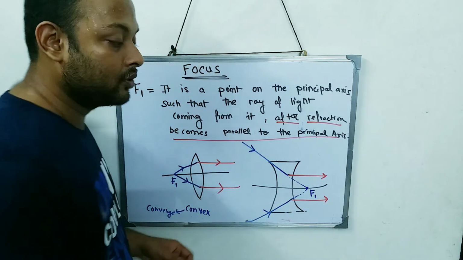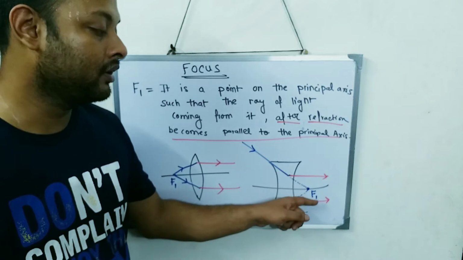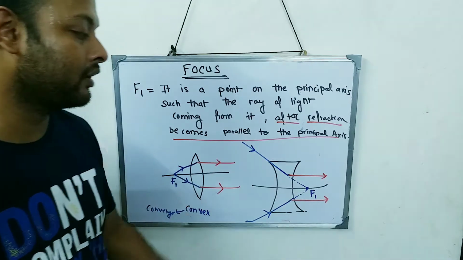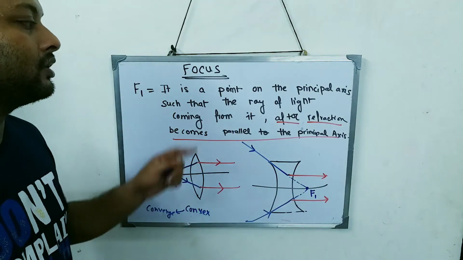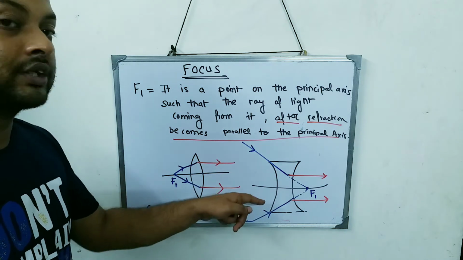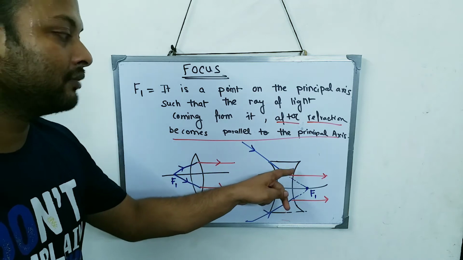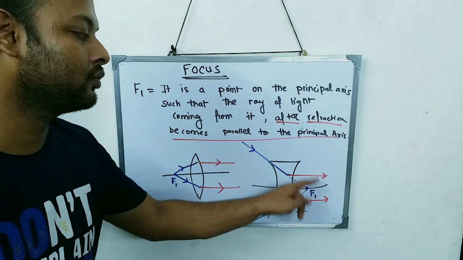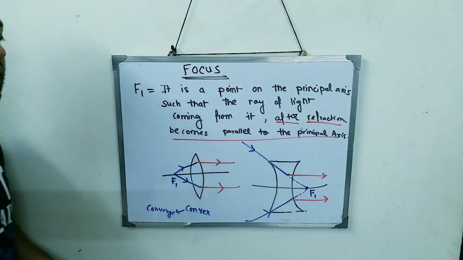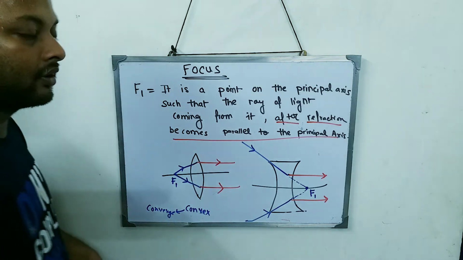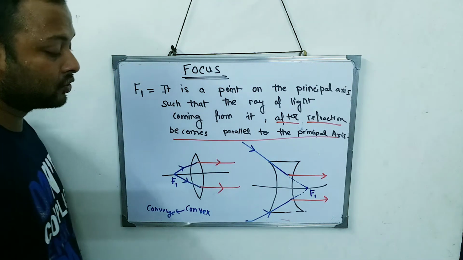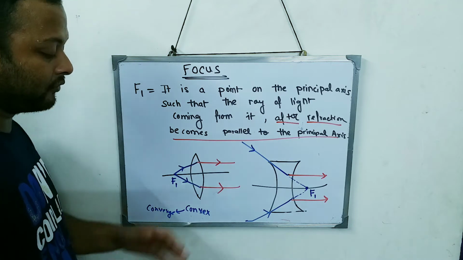Okay, so if I extend the ray forward, then it comes to a particular point, and that point will be F1, because we are following the definition of F1, which says the rays after refraction become parallel to the principal axis. You can see the two rays are parallel to the principal axis. So I hope the F1 concept is clear. So for the convex, F1 is this side.